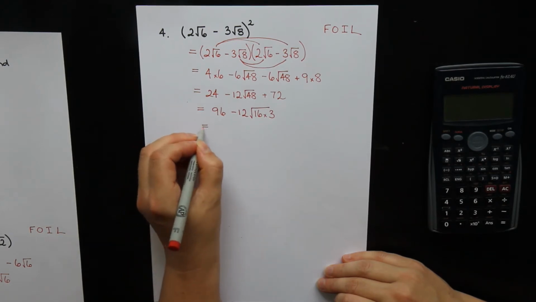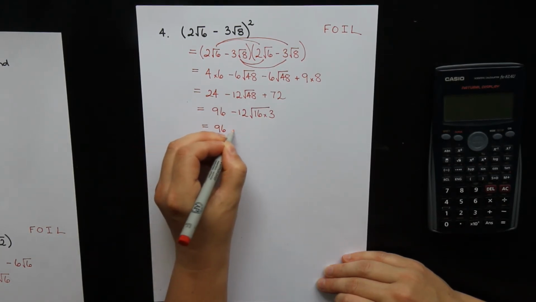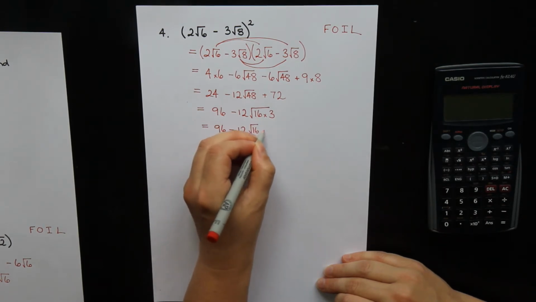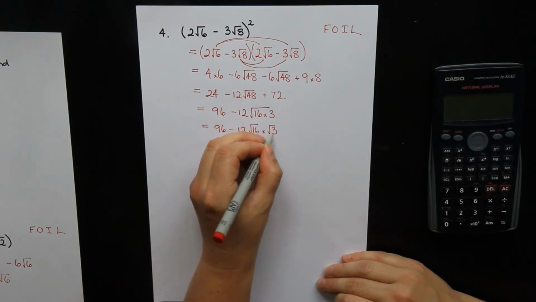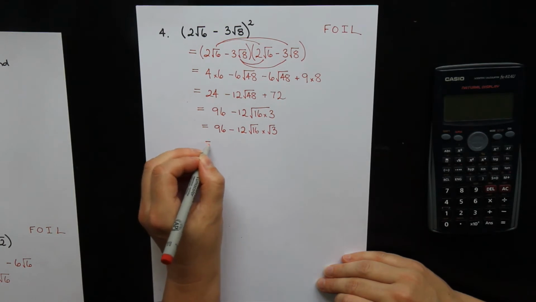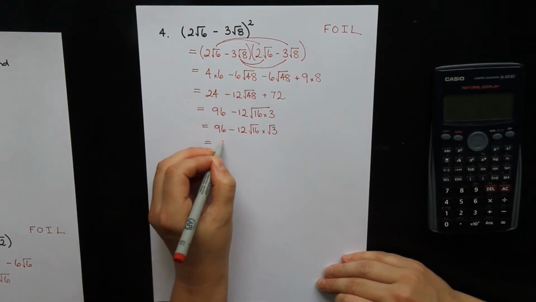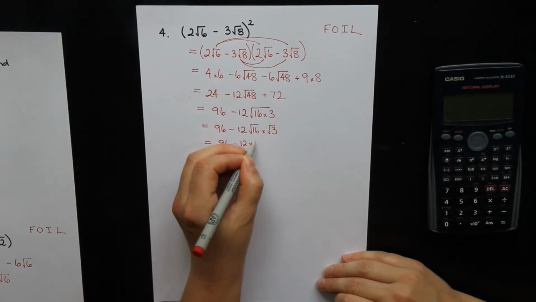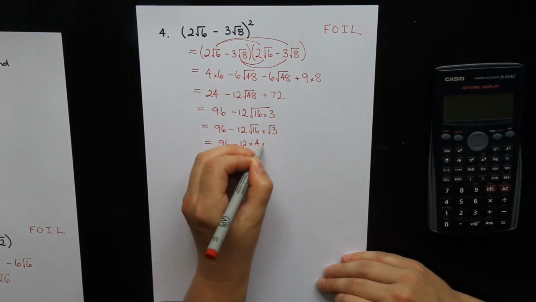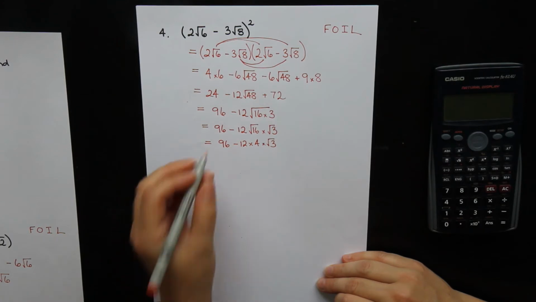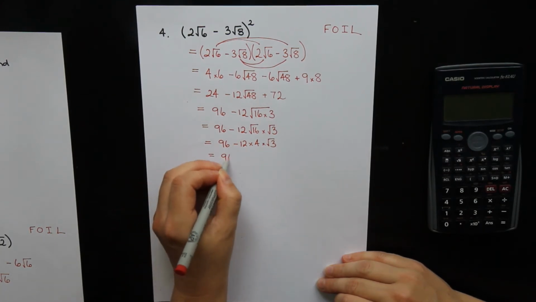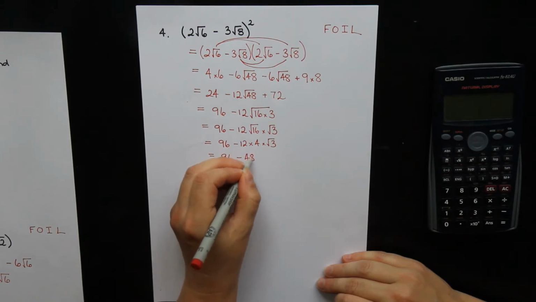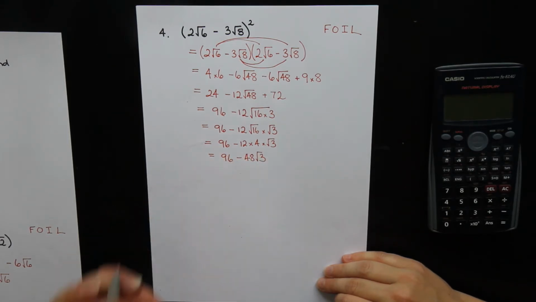Then we split the surd, leave the 96 out here, leave the 12, split the surd. And then we square root the 16. And then we just have to multiply minus 12 times 4, which is minus 48, square root 3.